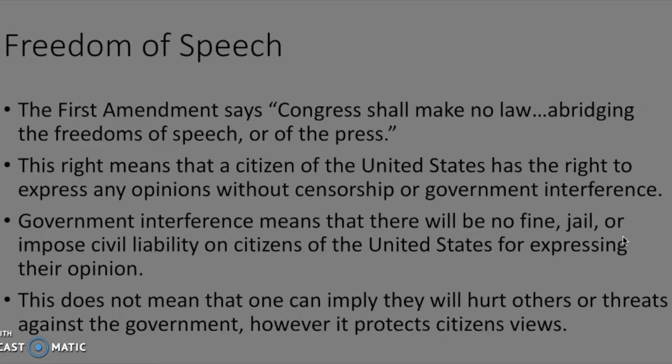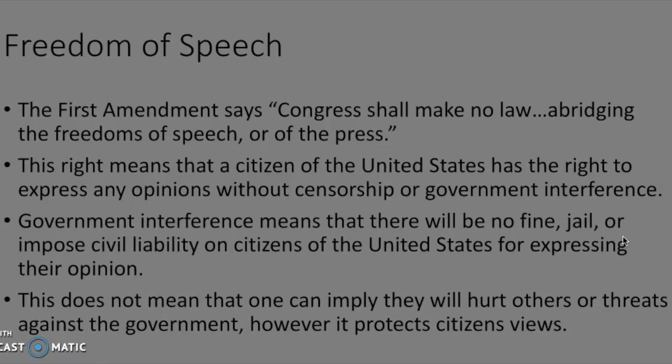So, government interference also means that there could be a fine or jail time, but because we have the freedom of speech, the government cannot do that to United States citizens when they express their opinion on a subject or they disagree with what the government's doing. Now, this does not mean that one can imply they will hurt others or have threats against the government. However, it does protect citizens' views.